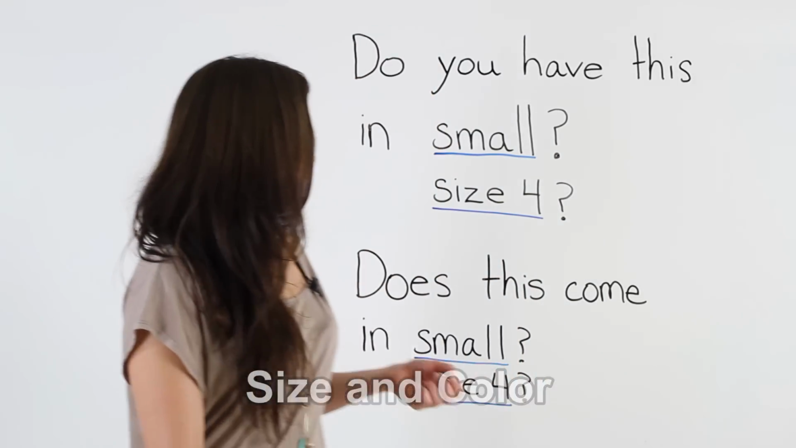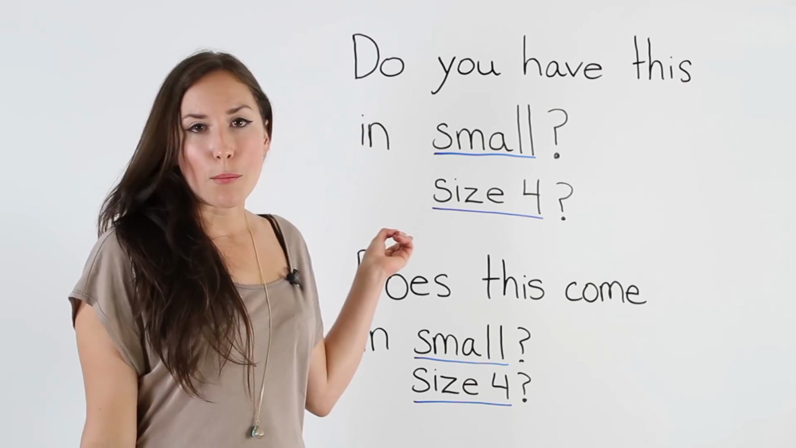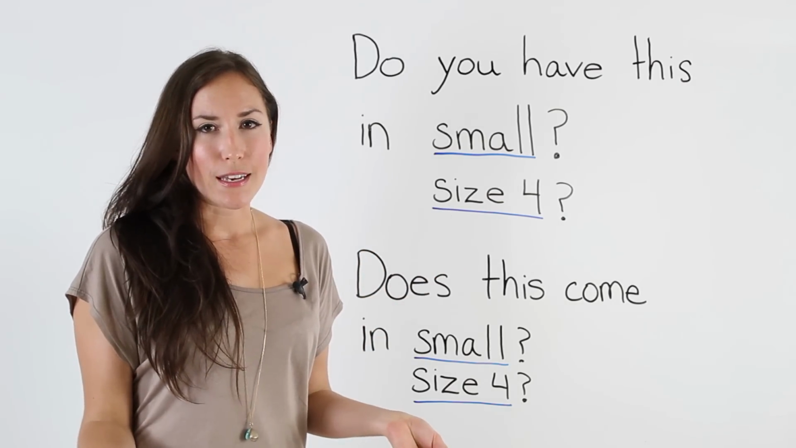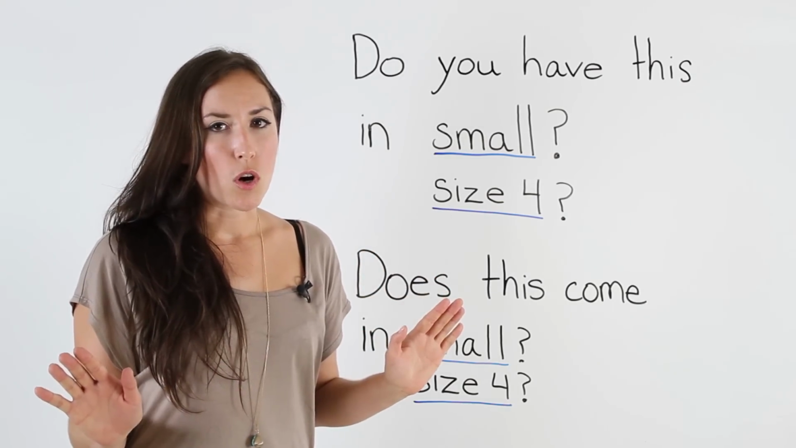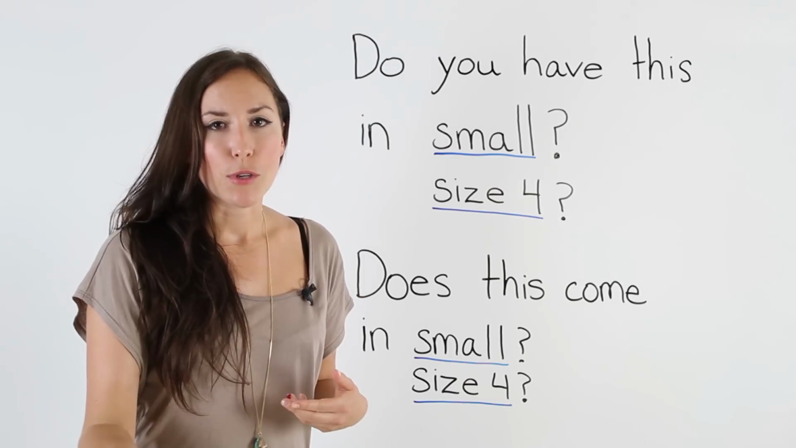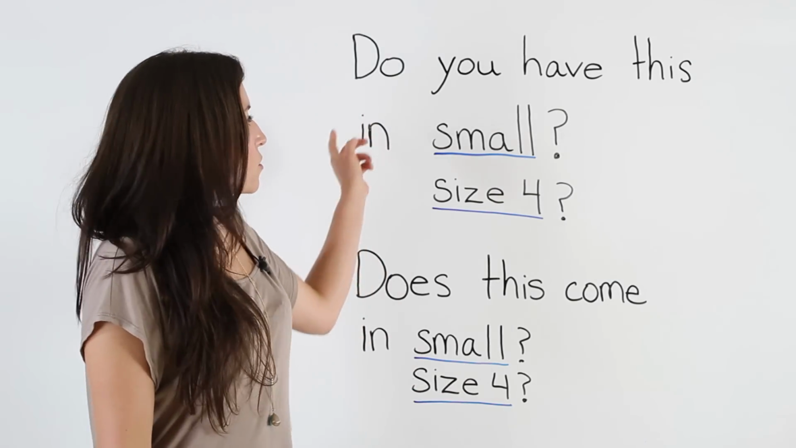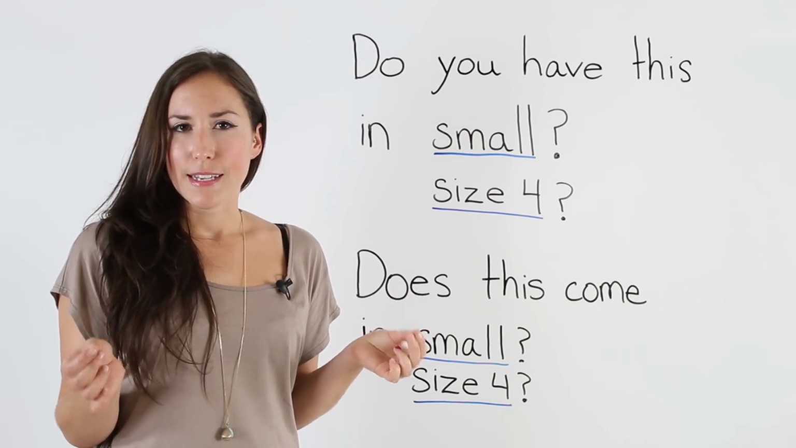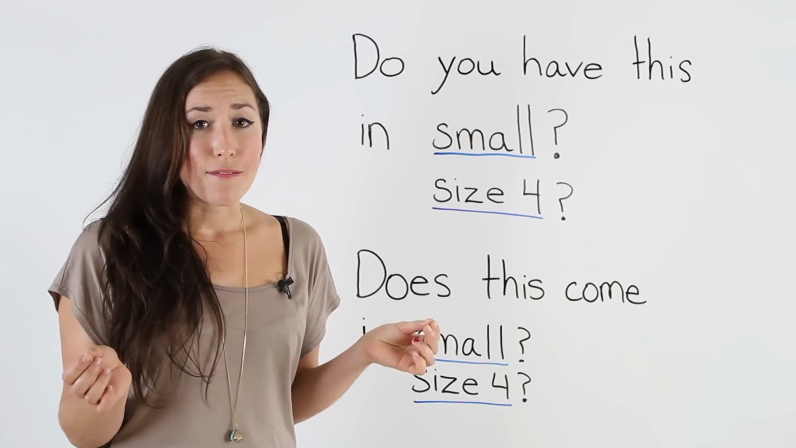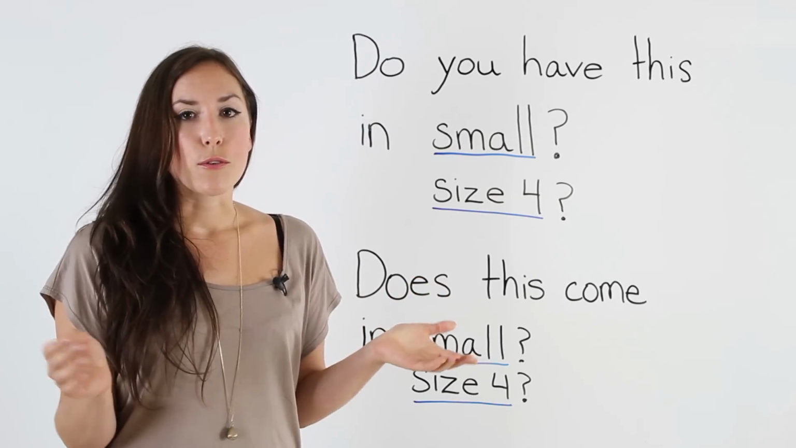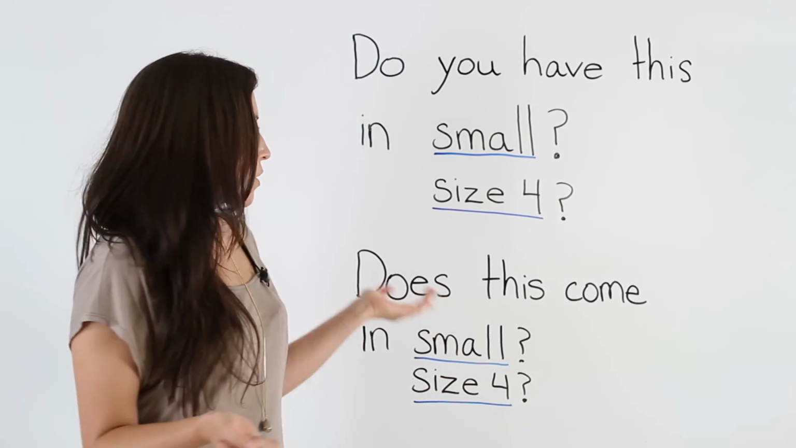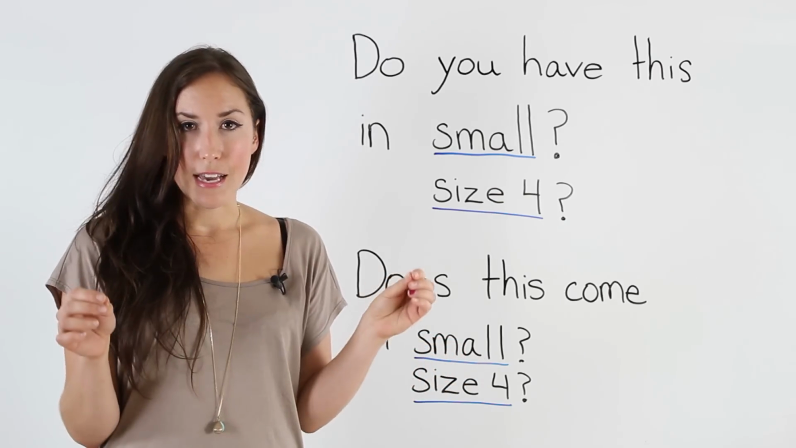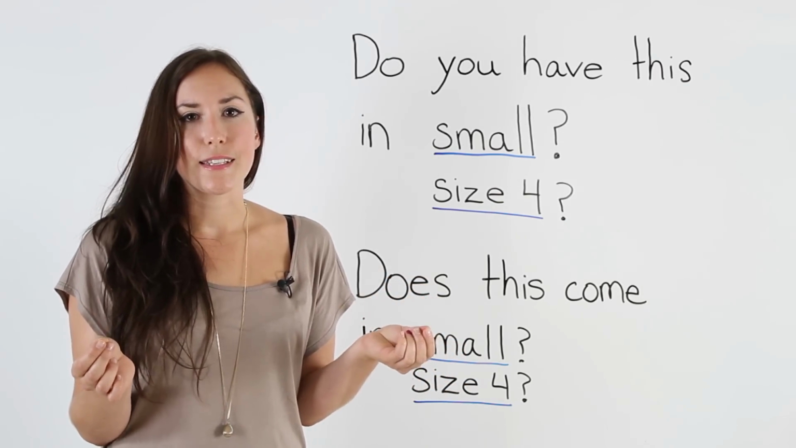So let's get started. Pretend that you're shopping, you find a shirt that you really like, but they don't have the size that you want. So you ask the salesperson, "Excuse me, do you have this in small? Do you have this in medium? Do you have this in large? Or if you know the number of the size that you're looking for, do you have this in size 4? Do you have this in size 5?"